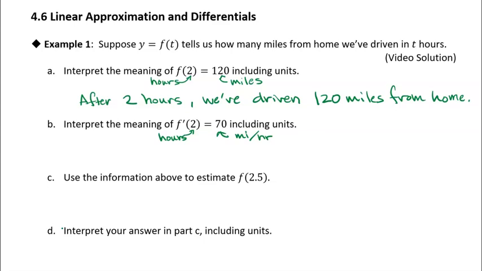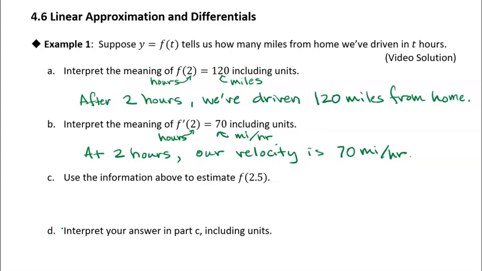That kind of clears things up. That 70 is 70 miles per hour, so it's basically telling us our velocity. So if we want to interpret this, we would say at 2 hours, 2 hours since we started our journey from home, it's giving us our velocity. Our velocity is 70 miles per hour. It's telling us how fast we're going.